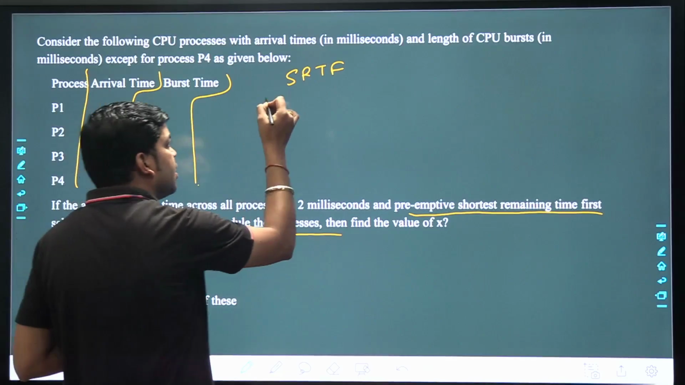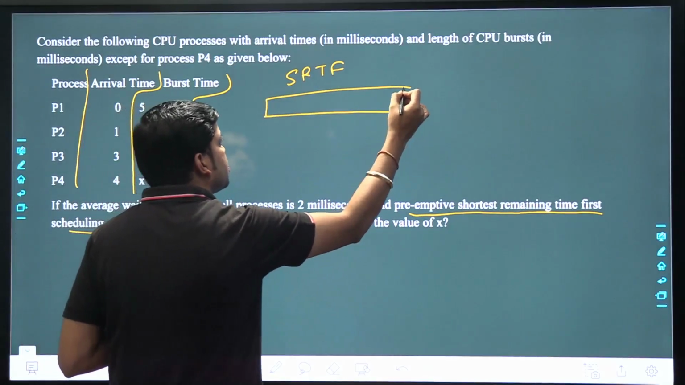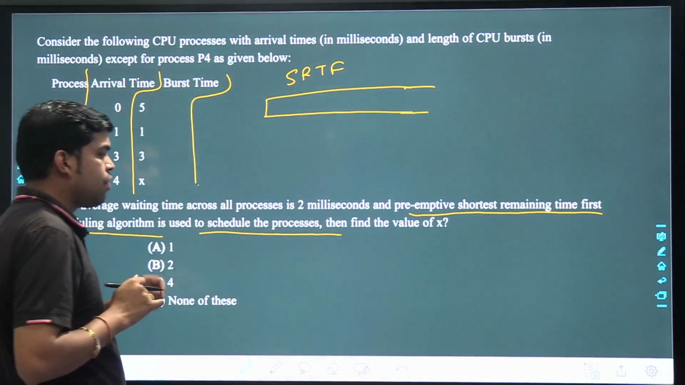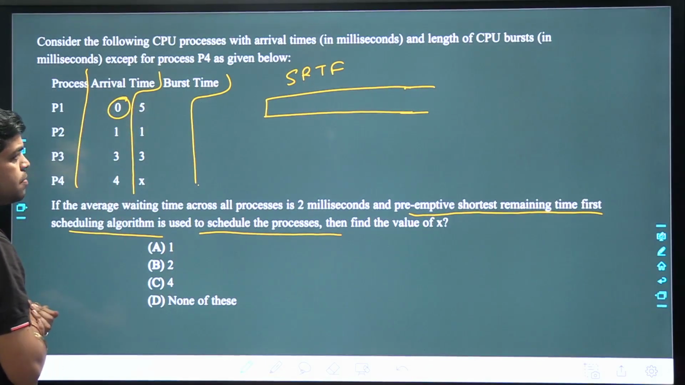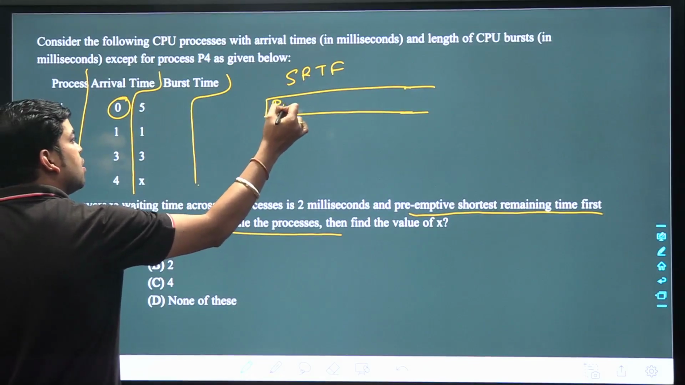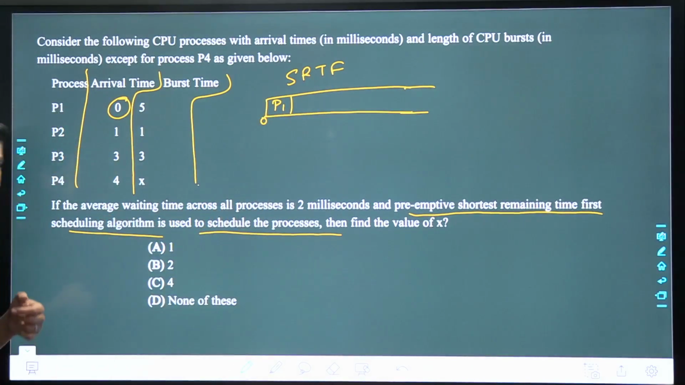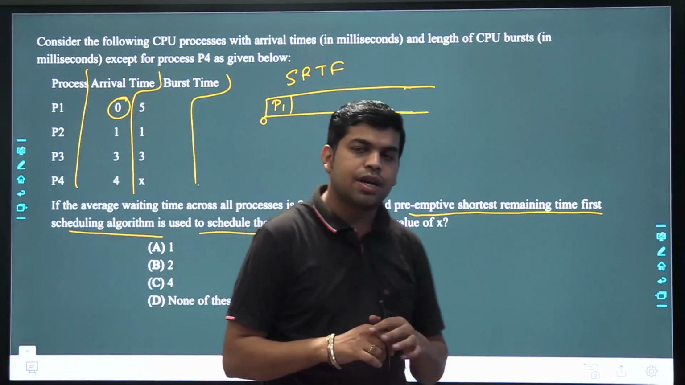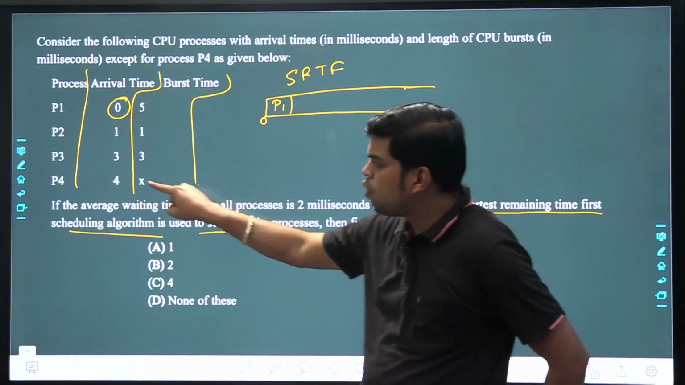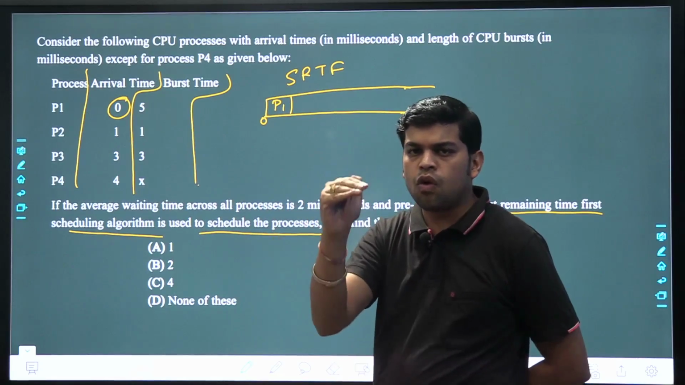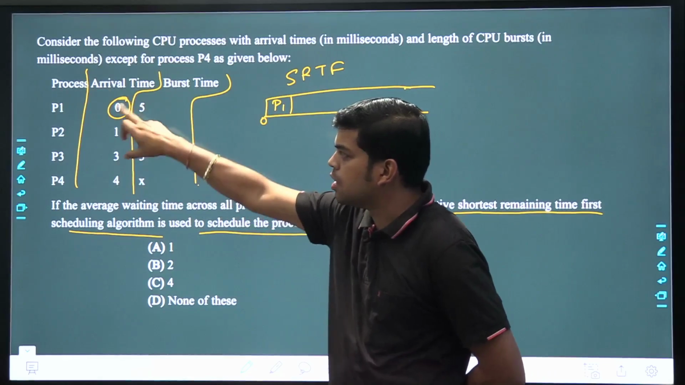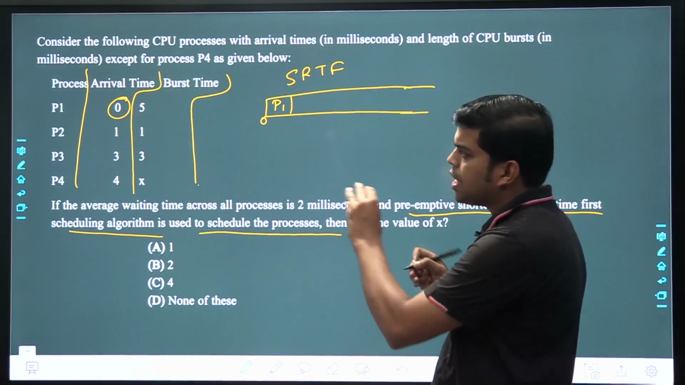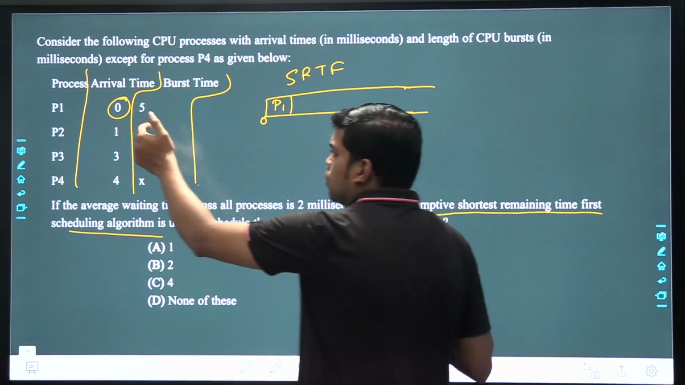So just understand the execution of this. At time 0 only P1 is in the system, so P1 is allocated to the CPU at time 0. Now how much time will P1 execute? Understand that P4 arrives at time 4, so till 4 don't worry about that. Definitely till 4 we need to execute these 3 processes using SRTF logic.